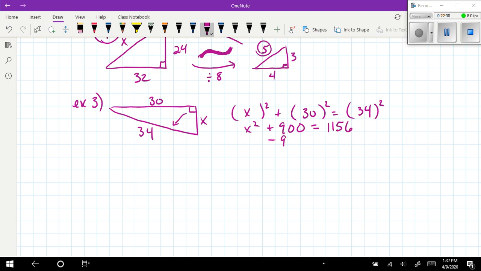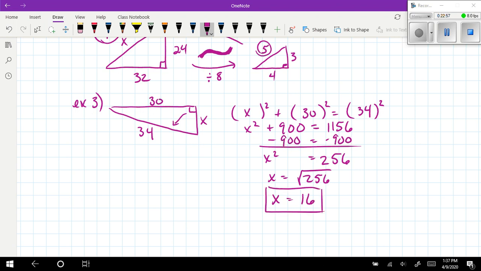1,156. I subtract 900 from both sides of the equation. That gives me x squared is equal to 256, which means x is the square root of 256. And I don't know if you know it or not, but I know that that's 16 for my x. So this is definitely going to be a 16 up here. Let's see if we can find a little shortcut.